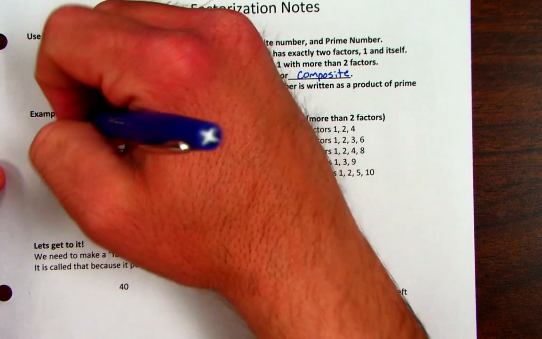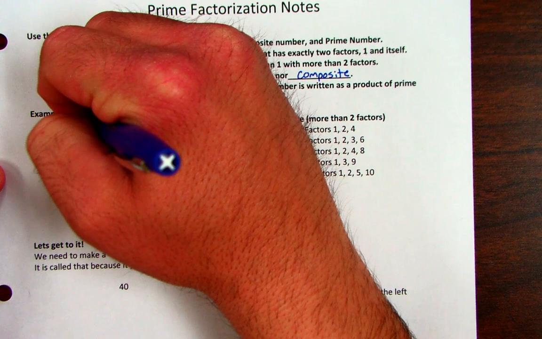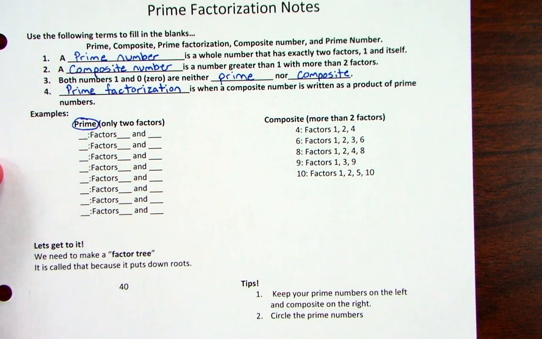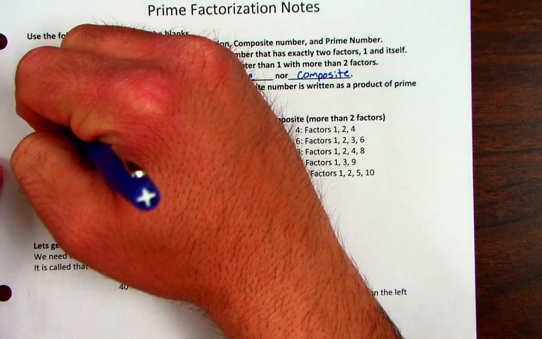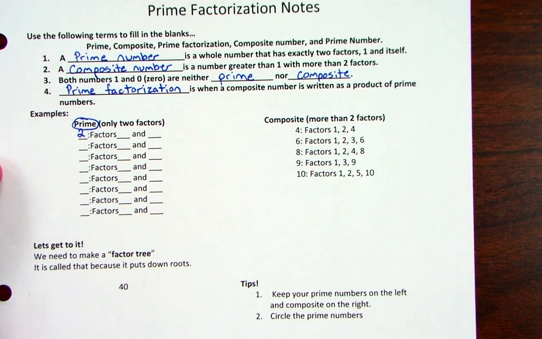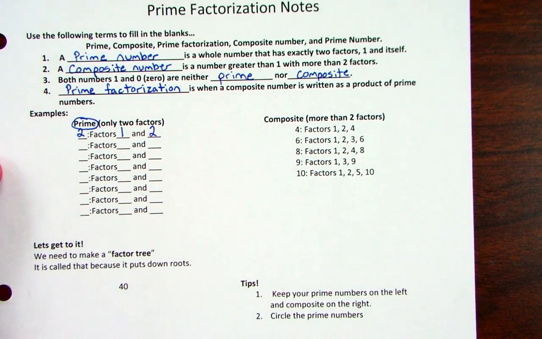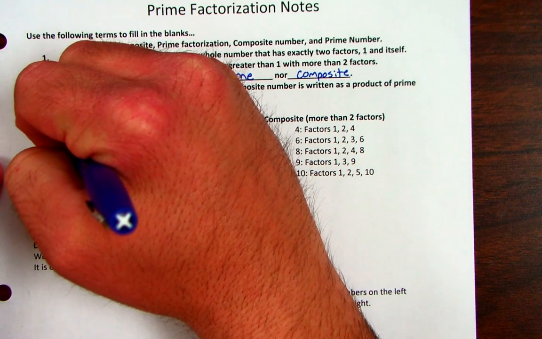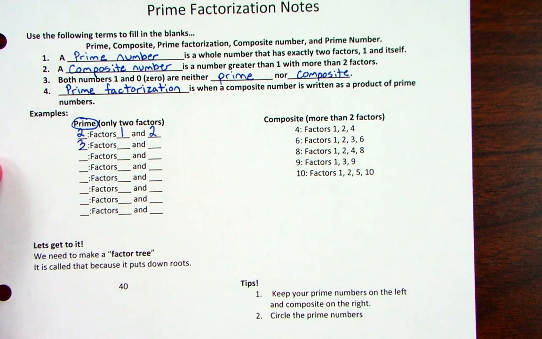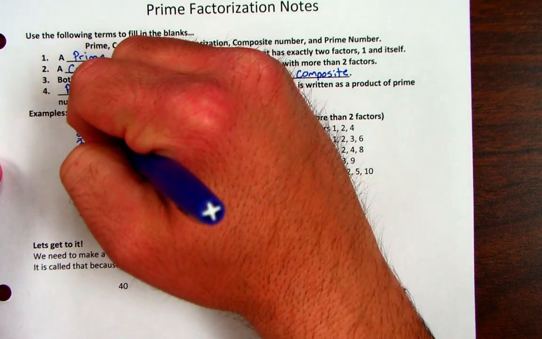Examples of prime numbers, where they have only 2 factors, one and itself. The first prime number you learned in elementary was 2. What multiplies to give you 2? Well, 1 times 2. Another prime number is 3. What multiplies to give you 3? 1 times 3.